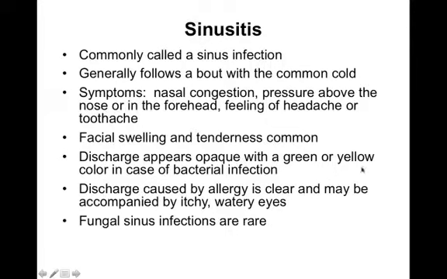Discharge appears opaque with a green or yellow color in case of bacterial infection. If it's a clear color, it's probably viral in origin. This is pretty much true with all of these diseases we'll talk about. If you get a green or yellow discharge, especially in your mucus, it's probably bacteria. And if it's a clear, liquidy, runny kind of discharge, it's probably viral in origin. And discharge caused by allergy is clear and may be accompanied by itchy, watery eyes.